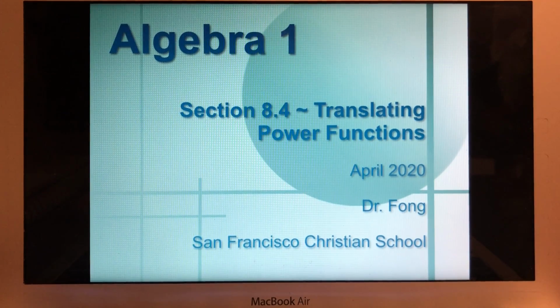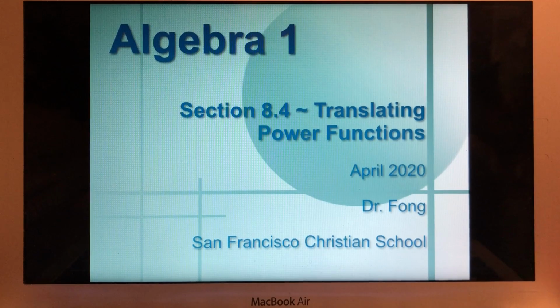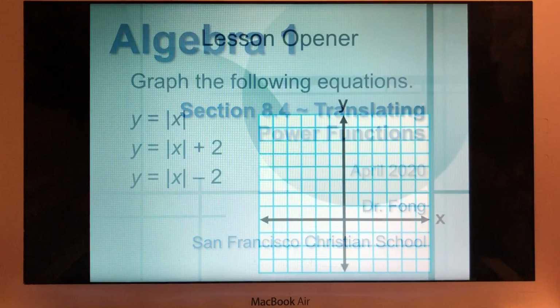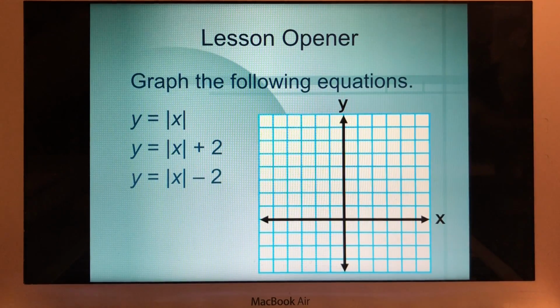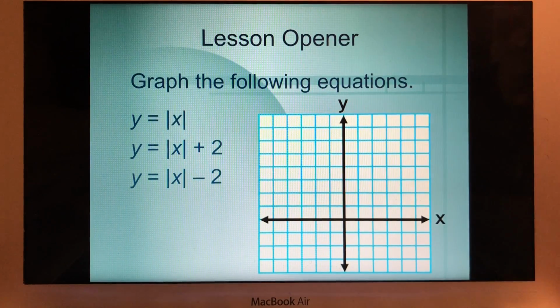Hello, welcome to our next session in Chapter 8, Translating Power Functions. We have been talking about graphs, and now we're going to see how a graph is a visual representation of a mathematical relation. We had been taking a look at graphs and the absolute values of the graphs, and how when you take a look here, you've got the absolute value of x is equal to y.